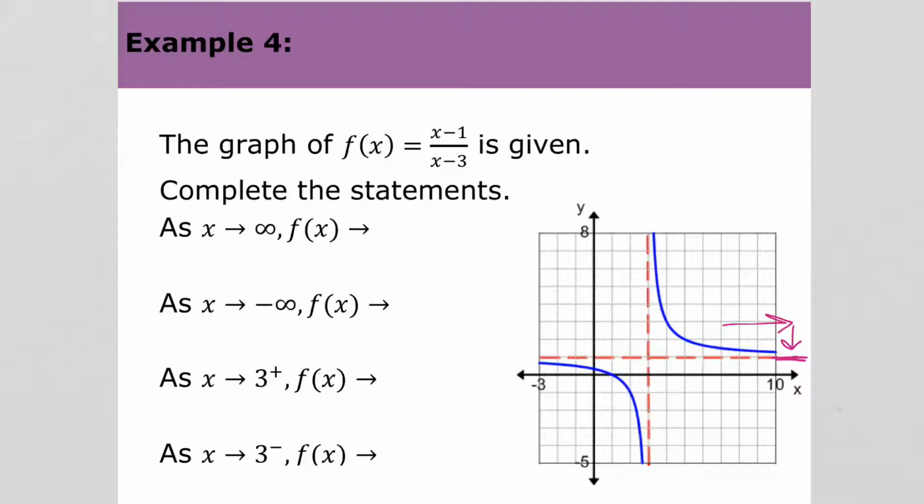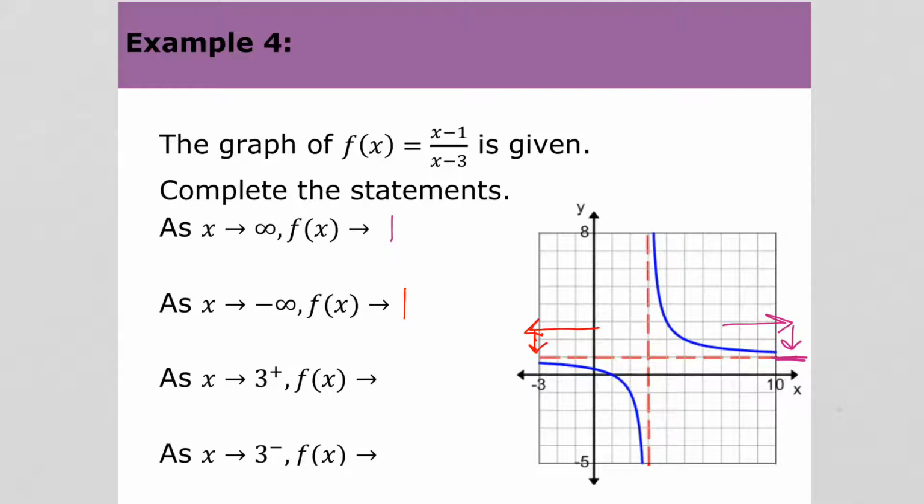Yeah. So we're getting close to 1 there. As x approaches negative infinity, so as we move to the left, then we're also getting closer to 1, just from the bottom. But you don't have to put a little plus or minus there when you're going up and down.